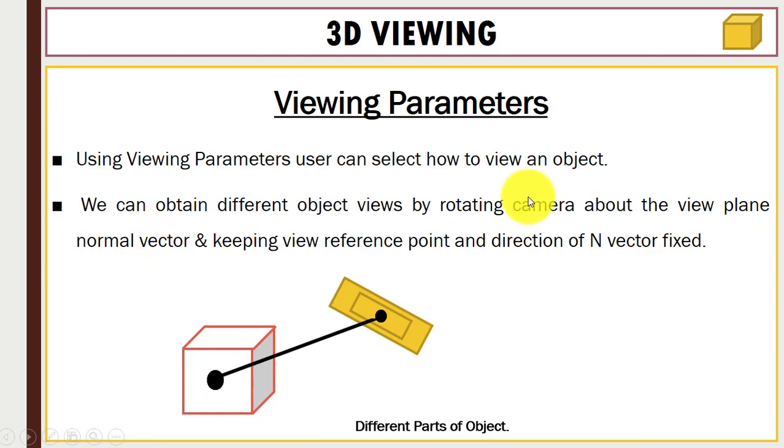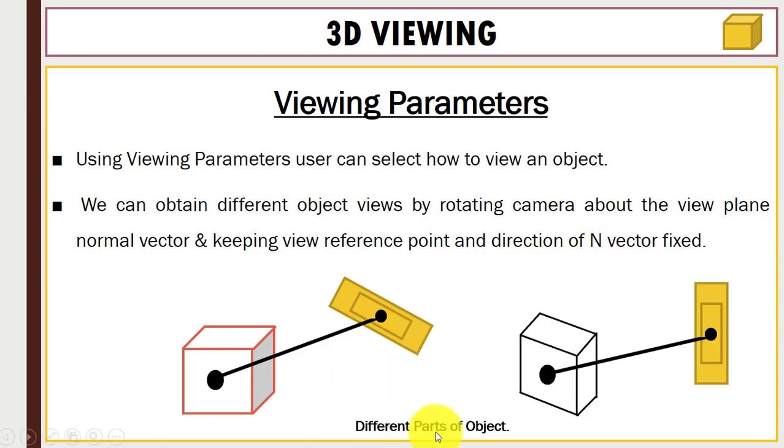So what we can do is rotate the camera about the view plane normal vector, keeping the view reference point and the direction fixed. So in order to see the object from the different sides, first we will apply some rotation and transformation before projection. As you can see, for example, you can see here different parts of the object.